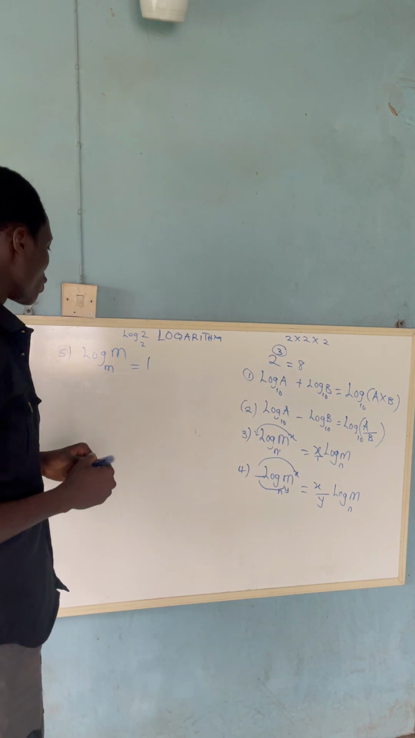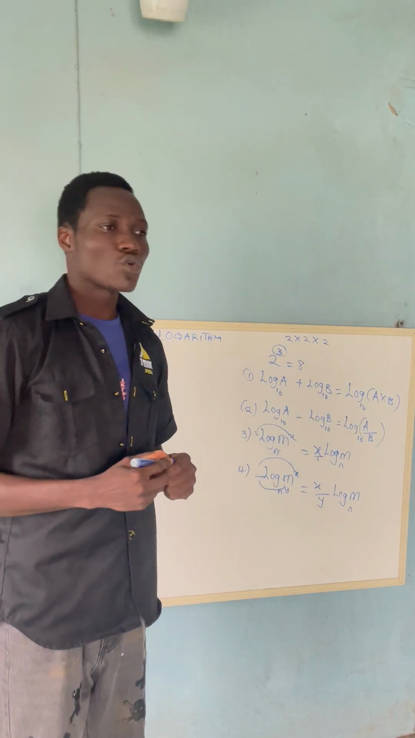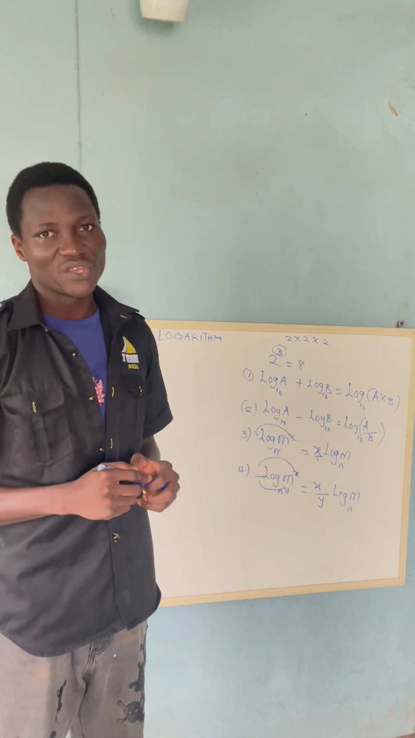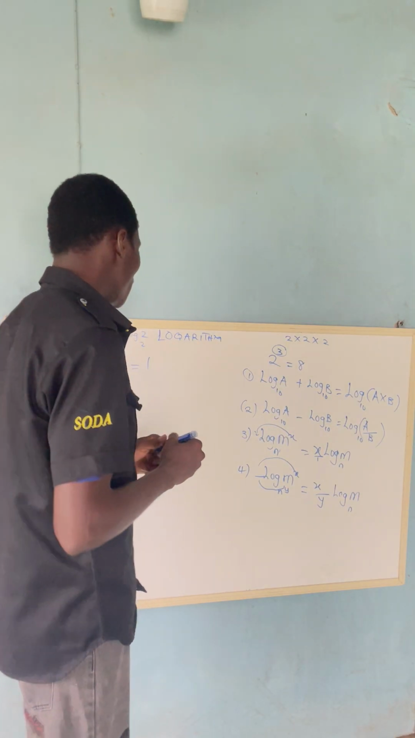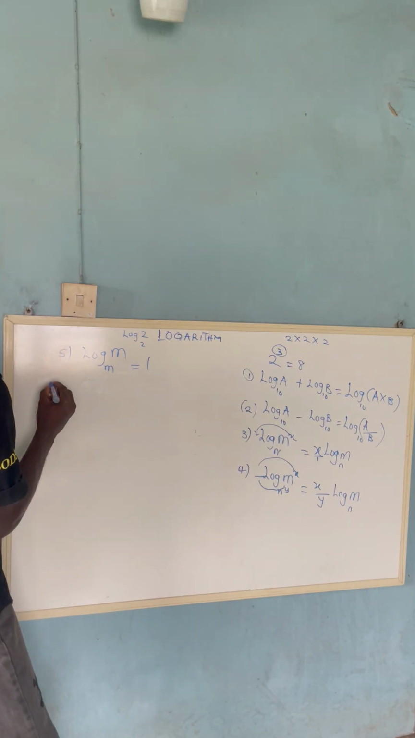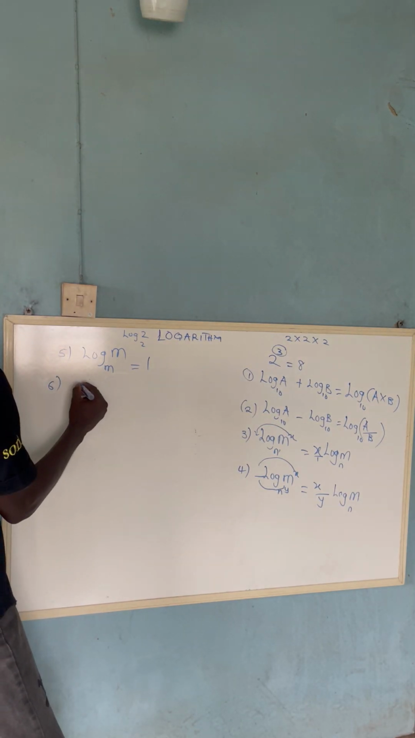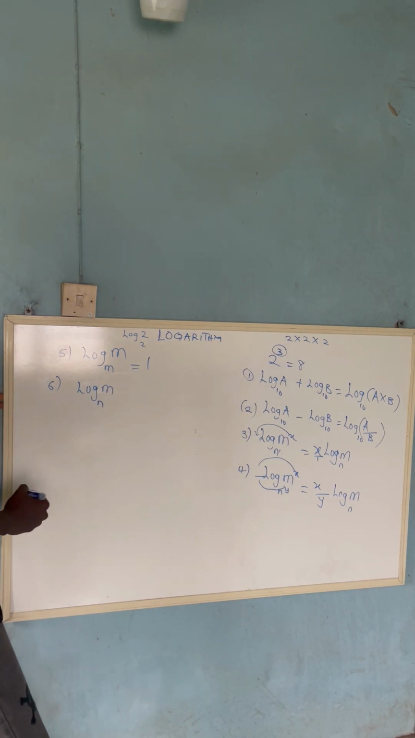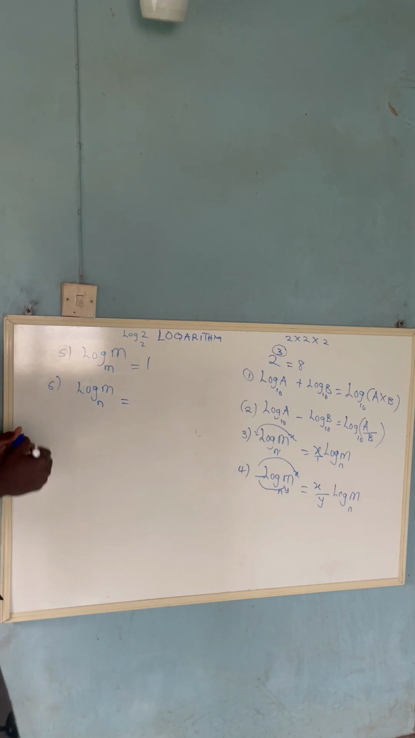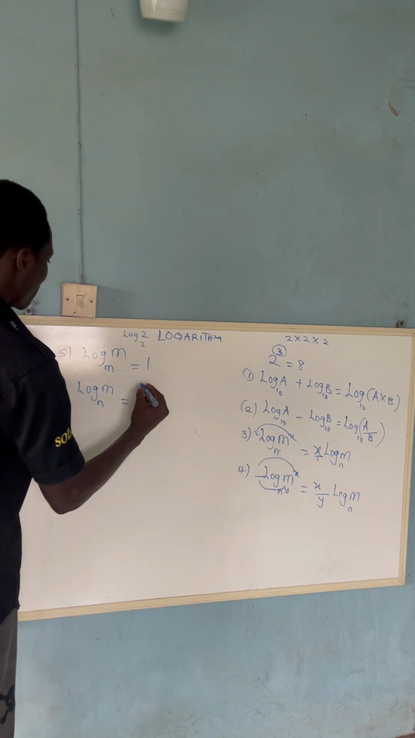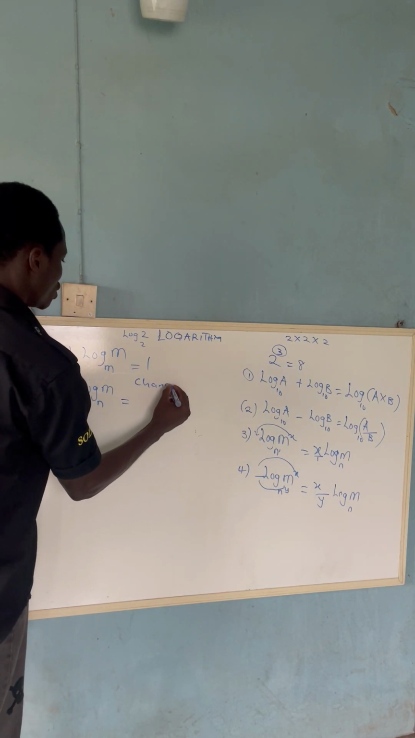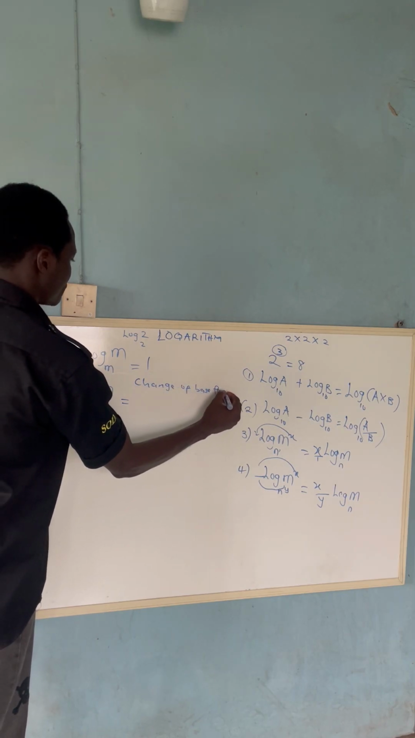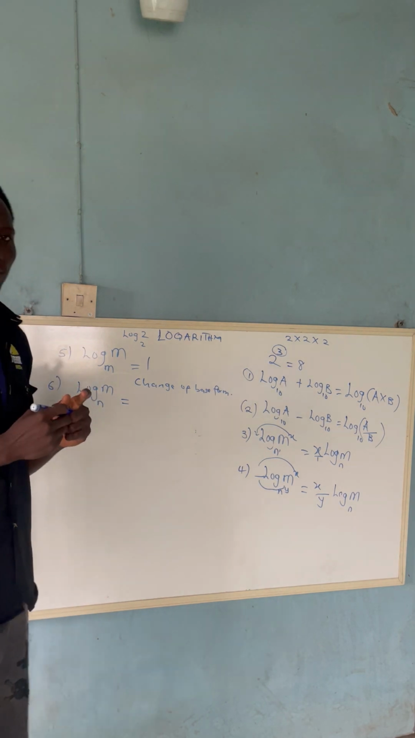This law is what we call the change of base form. And what is the change of base form? That's number 6. We have this as log of n base n. Look at this. Is equal to. Now, when I say change of base, the change of base form.